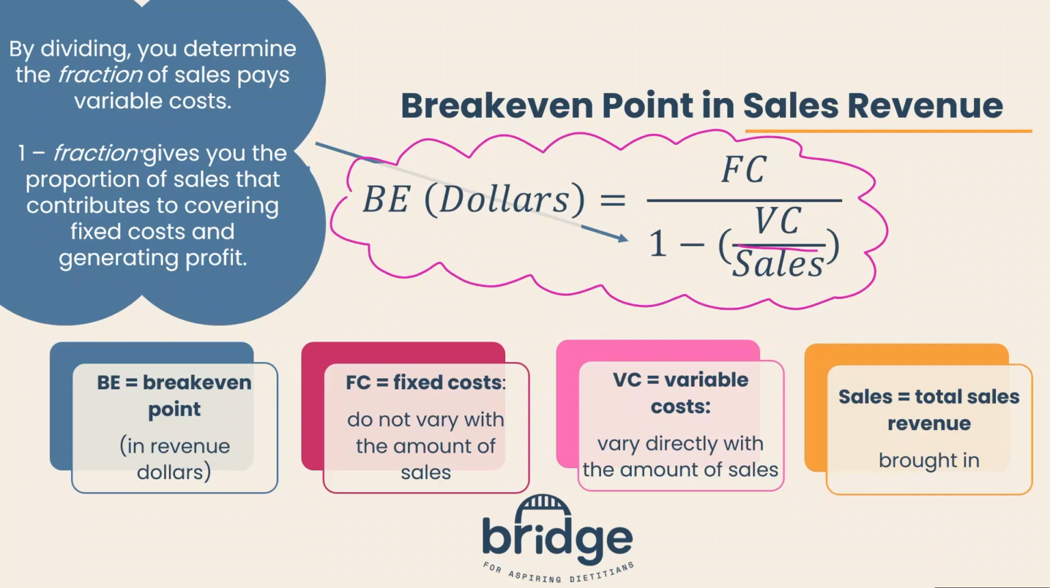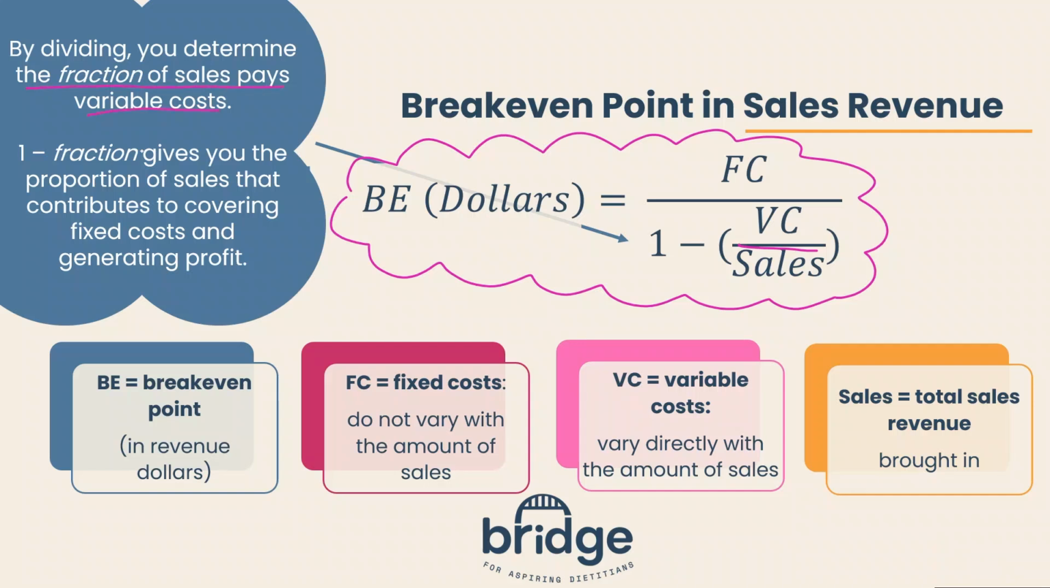So think of it like this. Out of every dollar you bring in, a slice of it is already spoken for. That slice goes straight to covering the ingredients, the packaging, and the labor tied directly to that item. Anything that rises with each unit sold. The larger that slice, the less of your dollar that's left over to cover your fixed costs or generate profit.